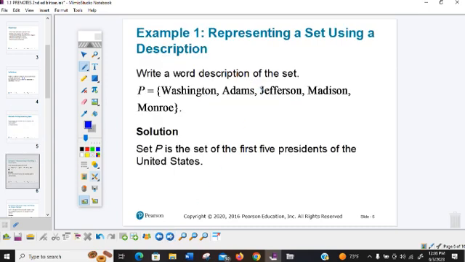It says write a word description of the set P equals Washington, Adams, Jefferson, Madison, and Monroe. Well, those just happen to be the first 5 presidents of the United States. So we would say set P is a set of the first 5 presidents of the United States, and that would be our word description.